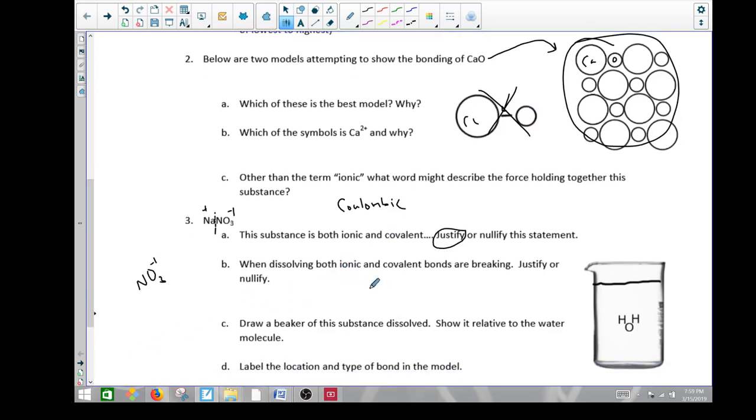When dissolving, both ionic and covalent bonds are breaking. Justify or nullify this. When I dissolve this, I want to show solvation, so the nitrate would go over here, and the sodium would be over here, with water holding around it. We call this an ion-dipole interaction.